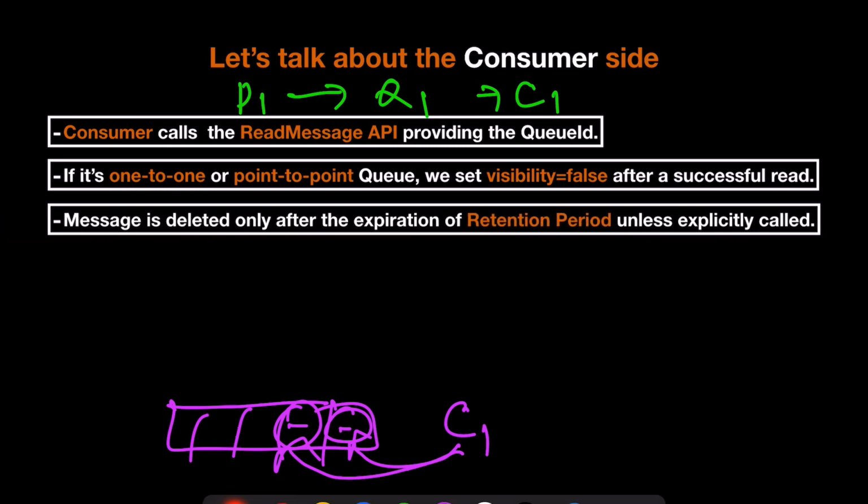So that means the data will still be there, but it won't be visible to the consumer. The message is deleted only after the retention period expires. Whenever the retention period expires, like 24 hours or 2 days or 3 days, data will finally be deleted from the host, unless the customer explicitly calls the delete messages API. In that case, we will remove it totally from the queue.